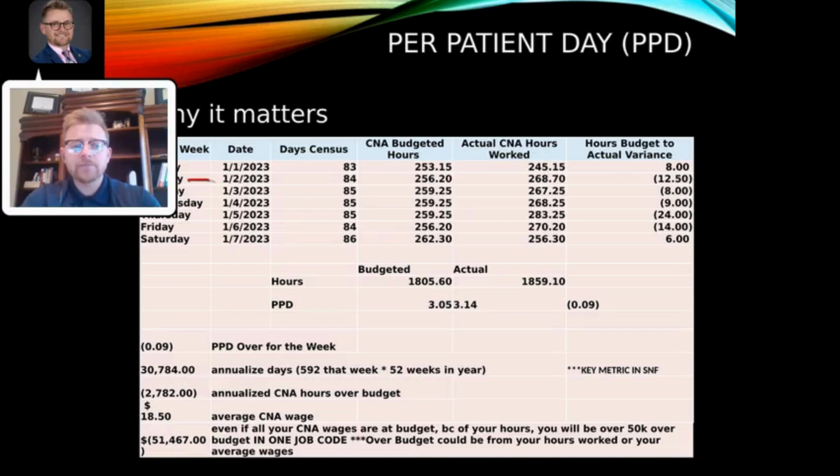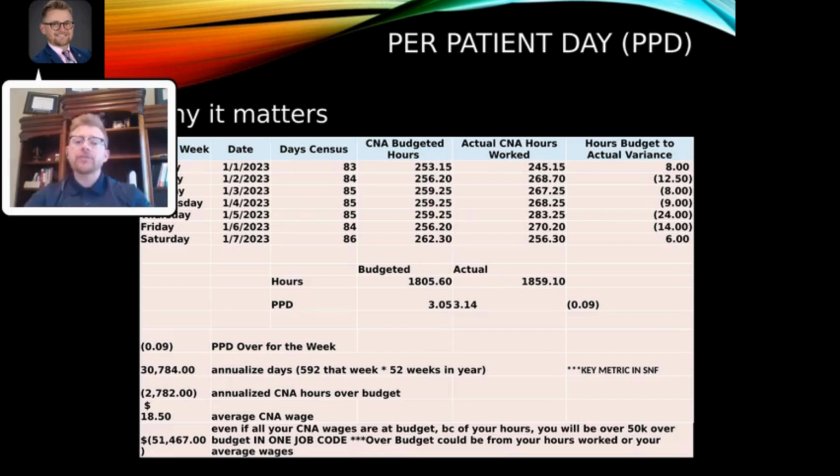Again, this is Monday. So we're looking at Sunday, and you're like, okay, well, we had 83 heads in the bed. Our budget is 3.05 PPD. So we're allowed to run 253.15 hours for that day. Ooh, we ran 245. We ran 8 hours under. It's a Sunday. It's not an excuse, but weekends are very typically harder to staff.